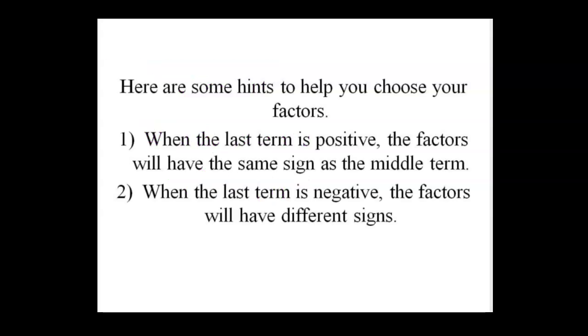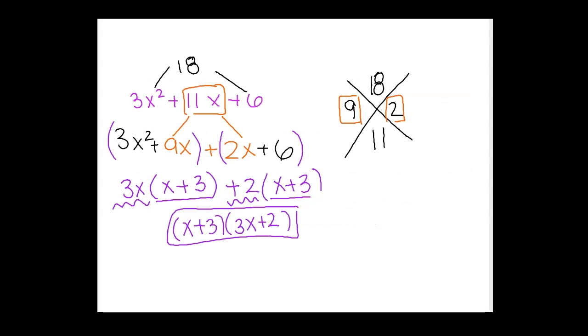So again, here are just some hints to help you choose. When you are factoring, we look at the last term. The last term is either going to be positive or negative. If it is positive, you look at the middle term. If it is negative, then we know that the factors have different signs, whereas if it's positive, the factors will have the same signs. All right.